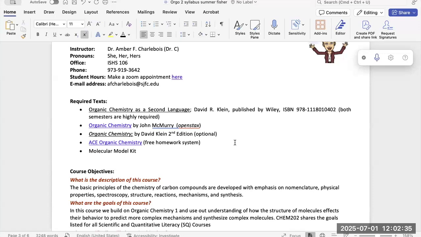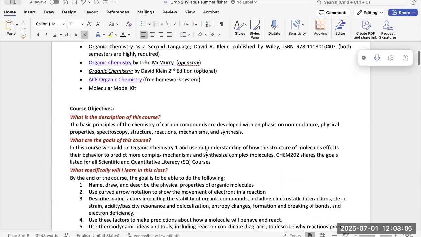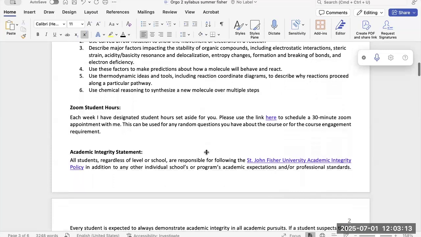Your organic chemistry homework is the same from Organic 1. It's ACE Organic Chemistry, and it is free. So if you do not have an account, then we'll have to get you one before the course starts. Send me an email and I can help. And I highly recommend that you use a model kit. The model kit just helps you kind of visualize the chemical reactions that are happening. So you have the course objectives there if you'd like to take a look at those.